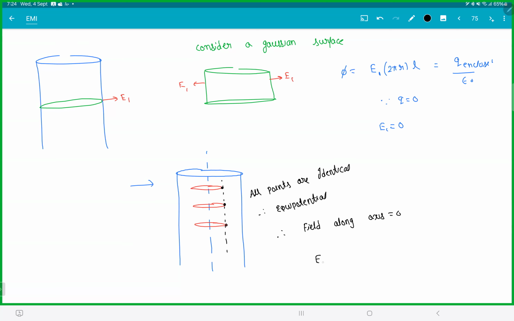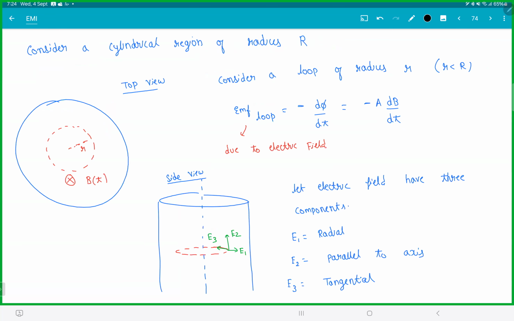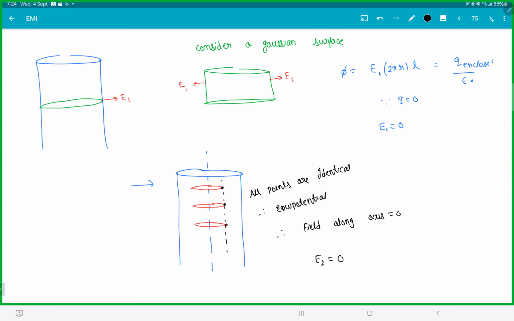Therefore, E2 also cannot exist. The only thing that is left is E3. That means the field has to be tangential. Is this clear?